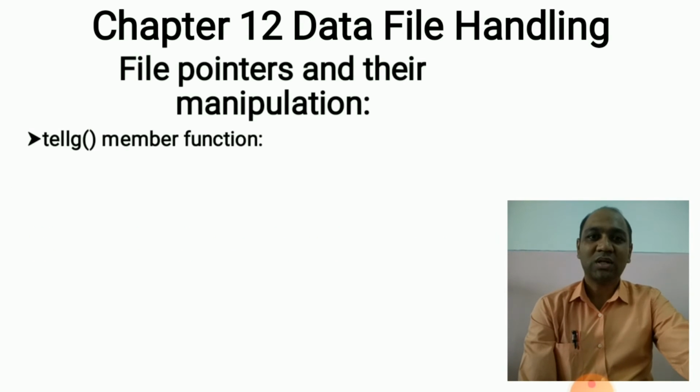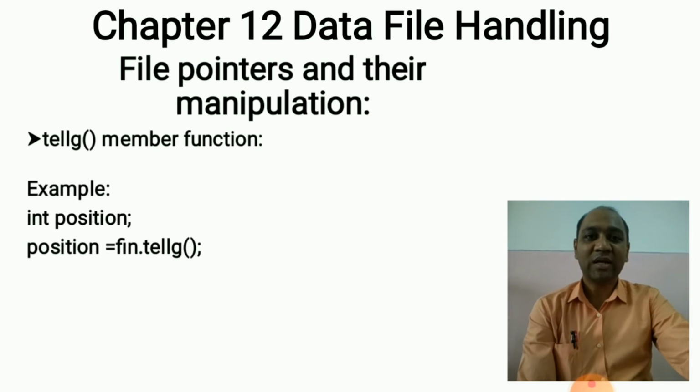Next we'll continue with the tellg member function. So this member function will return the position of the get pointer in a file. Here you can take an example. int position is a normal variable. position = fin.tellg(). So fin is what? It is an object of ifstream class. Dot tellg. So this returns the integer value. So that returns the cursor position in the file.